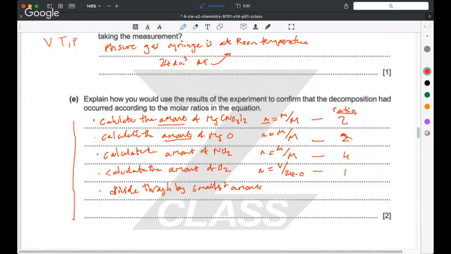Now, probably what will happen, because you're doing an experiment, those won't be exact ratios. You might have 1 there, you might have 4.01 there, you might have 2.10, you might have 2.14, something like that. So you're going to divide through, and then because these are amounts, and they're the ratios that you see in the equation, you're going to have to round to the nearest integer.